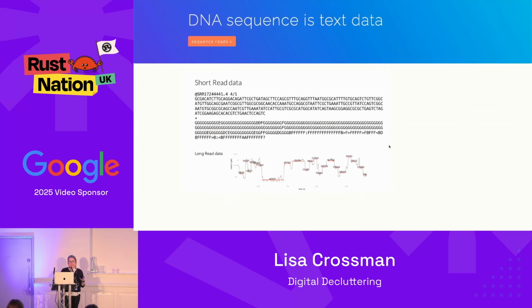So what does DNA sequence look like in terms of data? Well, it's actually just text data. At the top part there, you can see the short read data, which comes from the Illumina company, and they have about 80% market share. The top part is the actual sequence. And then after a plus sign, you get the quality score. The closer a character is to the front of the alphabet, the better the quality. And as you can see, it drops off towards the end of the sequence read.